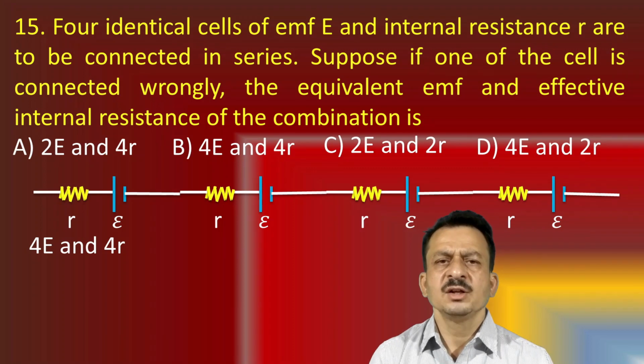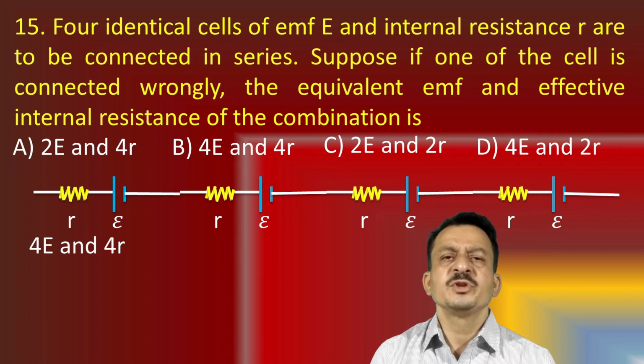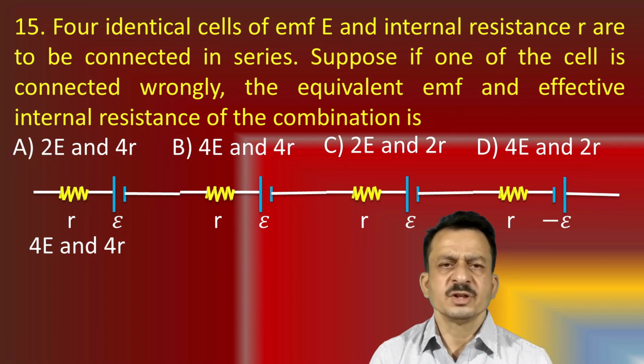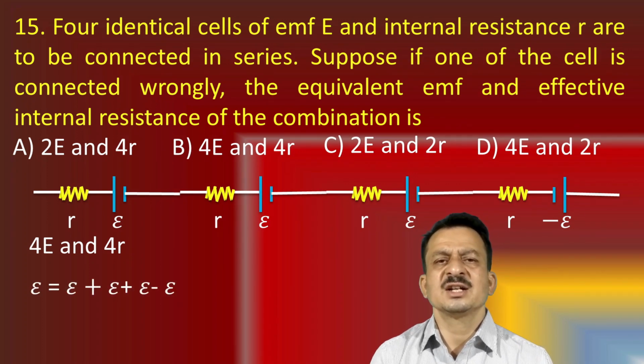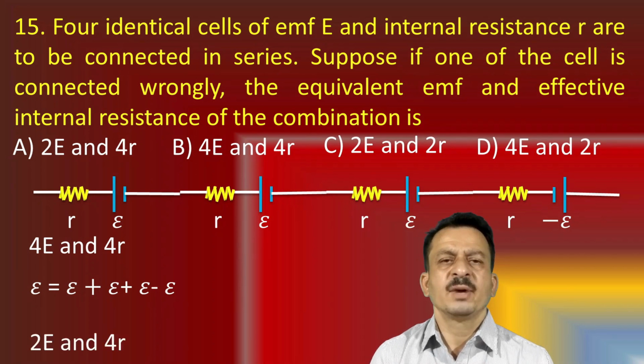But in the problem, one of the cells is wrongly connected. That means the terminals are interchanged. Let me choose the last cell. I am removing that one, and it is oppositely connected. The positive and negative terminals become inverted, so that EMF becomes minus E. Therefore, the equivalent EMF is E plus E plus E, and the last one is minus E, so plus E minus E get cancelled. Therefore, the equivalent EMF becomes 2E, but the resistance remains the same, added up, that is 4R. Hence, A is the right answer here.